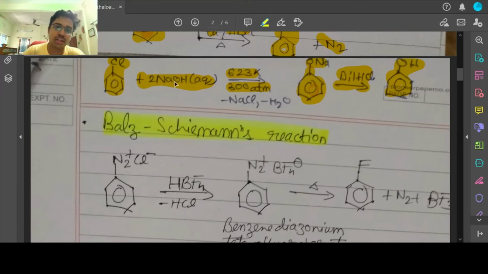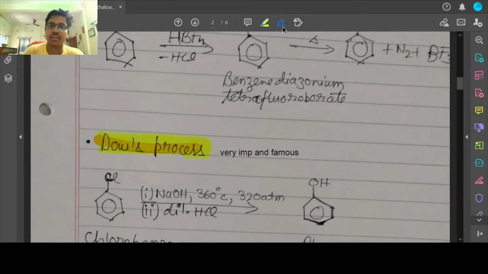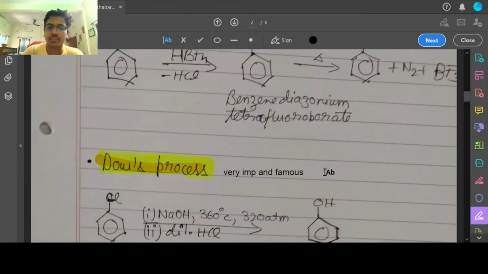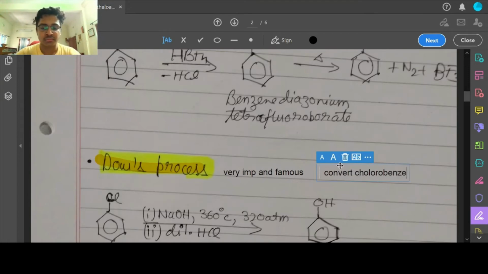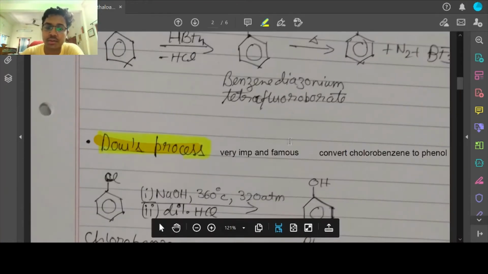So chlorobenzene plus 2 NaOH in aqueous solution in presence of 623 Kelvin temperature and 300 atm pressure gives sodium phenoxide. If this is treated with dilute HCl, it gives phenol. Okay, so this is a very important reaction. I'll just mark it here. Convert chlorobenzene to phenol. This question will come.